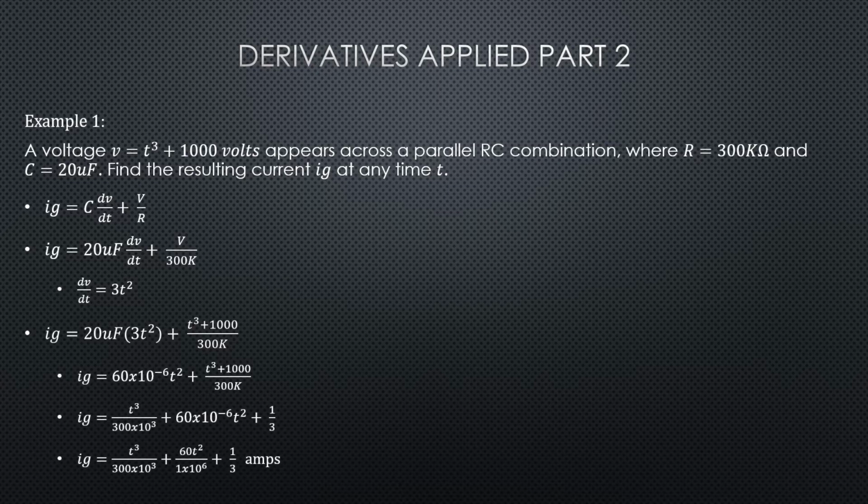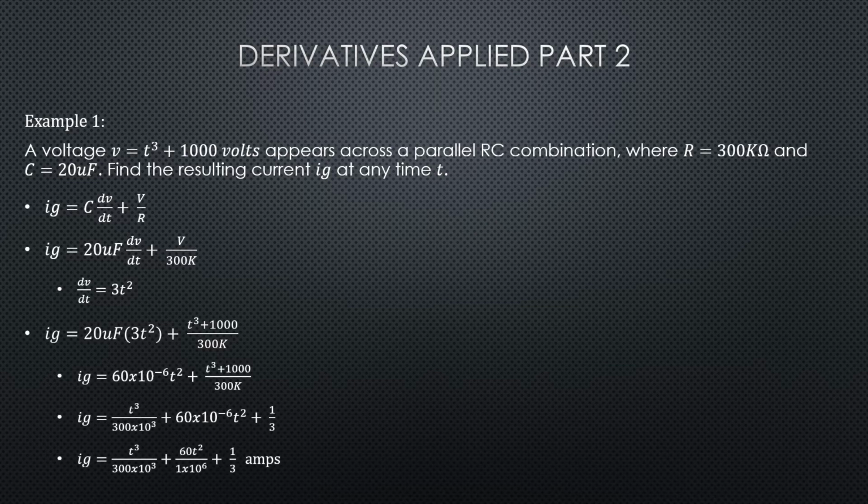Okay, we've got C is equal to 20 microfarads. We put that in the formula, and R is equal to 300 K ohms. Now, we want to find the derivative of the voltage so that we can multiply it by the 20 microfarads. So that's equal to 3T squared. Put that into the formula now. And we also need to put the original V divided by the R into the formula. That's the T raised to the third power plus 1,000.